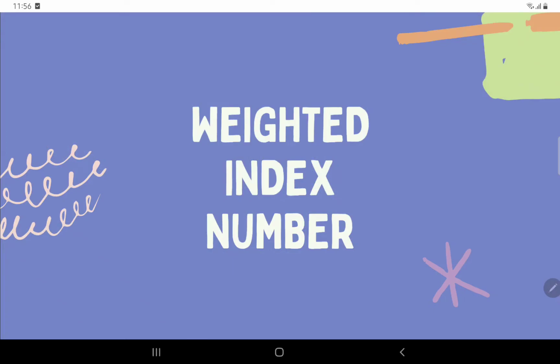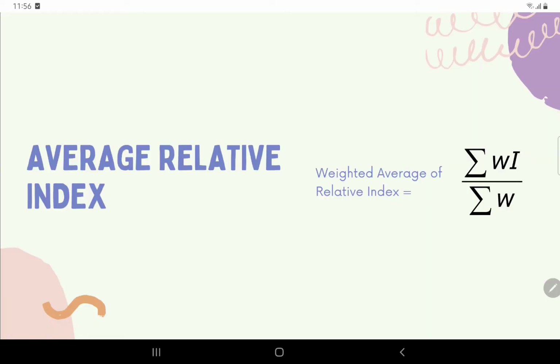Okay, we move on to the next section, which is for weight index number. Okay, di mana data yang diberi dia beri weight, berat. Okay, kalau data yang you all tengok soalan sebelum ni hanya untuk quantity and price. Okay, this time we have the weight. So in our formula we have W here. W is for weight. So this is the formula for average relative index. Okay, so the total of W times I divide by total of W. Okay, I is the index, W is the weight.